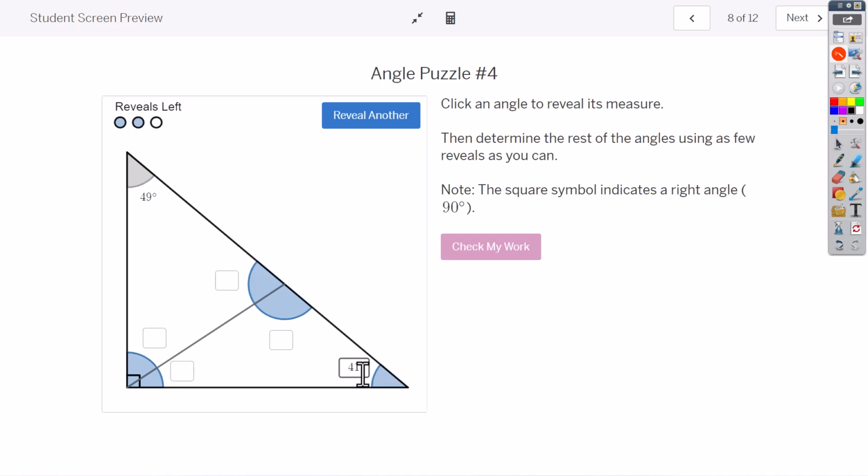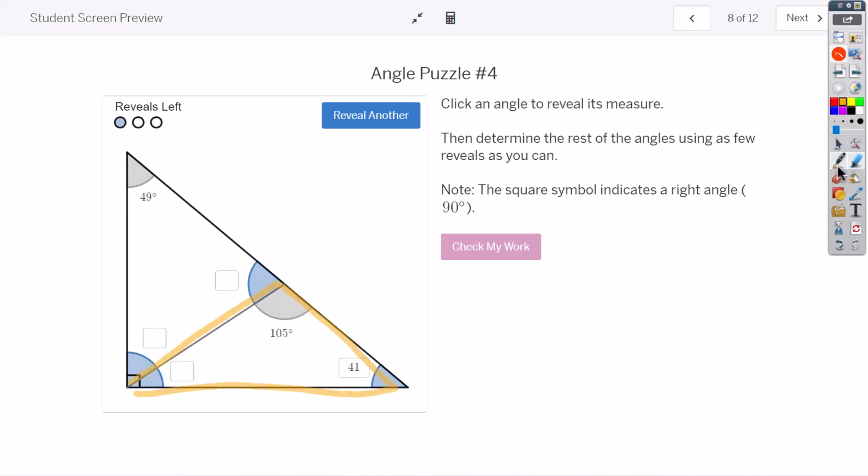Well, I think I might be stuck. I might need another thing revealed because I don't have another angle to add in for these other triangles. So I'm going to reveal one more. And this time I'm going to look at a different triangle. Let's look at this triangle right here.